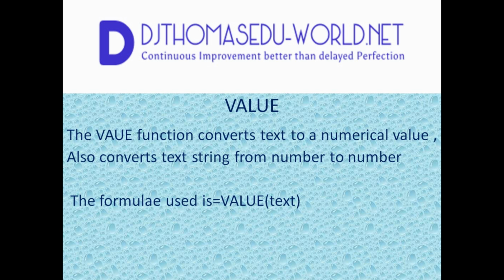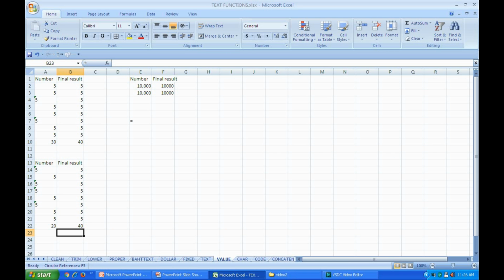Moving on to the next Excel text function, VALUE. The VALUE function converts a text to a numerical value. It also converts the text strings from text to number. The formula used is VALUE and select the text which you want to convert. Let's see how it is performed in Excel. I have an Excel spreadsheet. Here, let me delete these values.